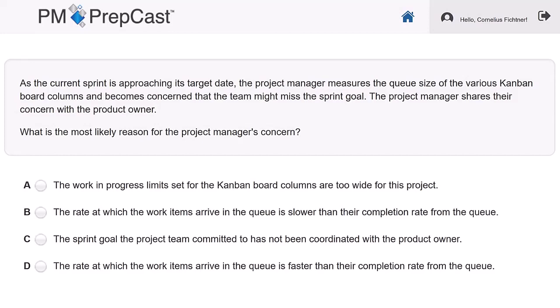Is it A, the work in progress limits set for the Kanban board columns, they're too wide for this project? Is it B, the rate at which the work items arrive in the queue is slower than the completion rate from the queue? Is it C, the sprint goal that the project team committed to has not been coordinated with the product owner? Or is it maybe D, the rate at which the work items arrive in the queue is faster than their completion rate from the queue?